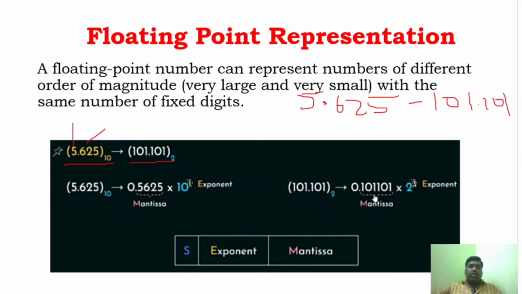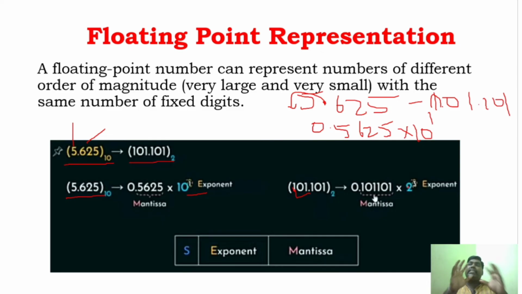For example, if I move this decimal point by one position, I can write 0.5625 into 10 to the power of 1. Similarly, if I move the decimal point further, it will be 10 to the power of 2, and then 10 to the power of 3. That is what is represented here. You can see 5.625 can be represented as 0.5625 times 10 to the power of 1.